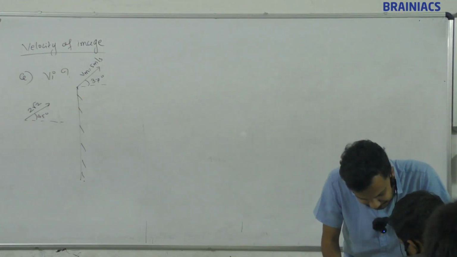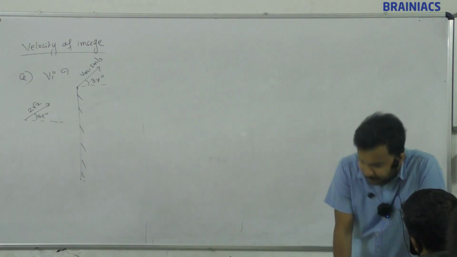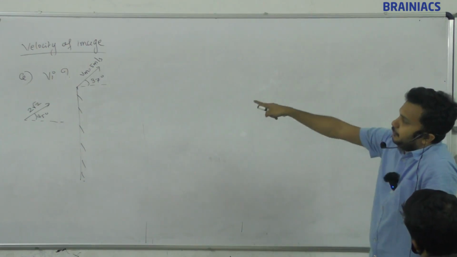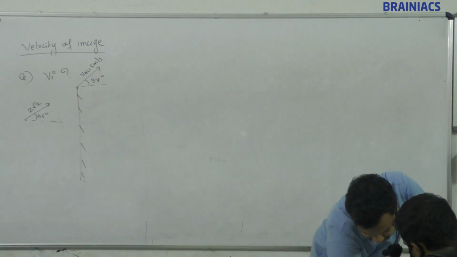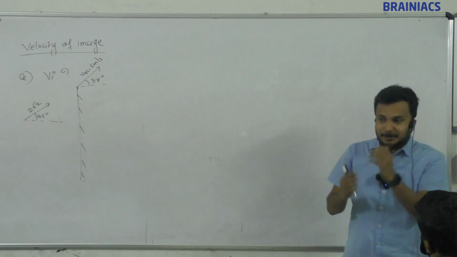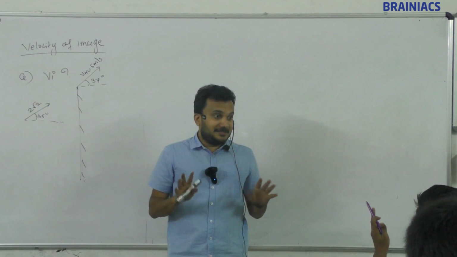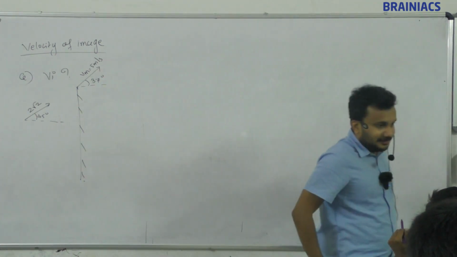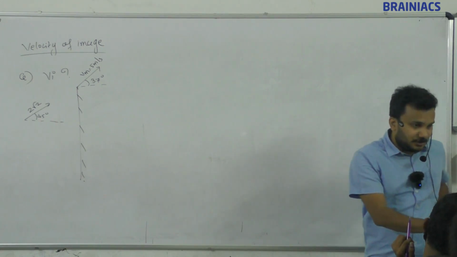Okay. So the parallel component is 2 and the mirror is also moving with 2. Both are moving with 2, so there will be no movement in the parallel direction for the image with respect to the mirror. Mirror is moving, object is also moving. With respect to mirror, there will be no movement. But the question is not with respect to mirror.